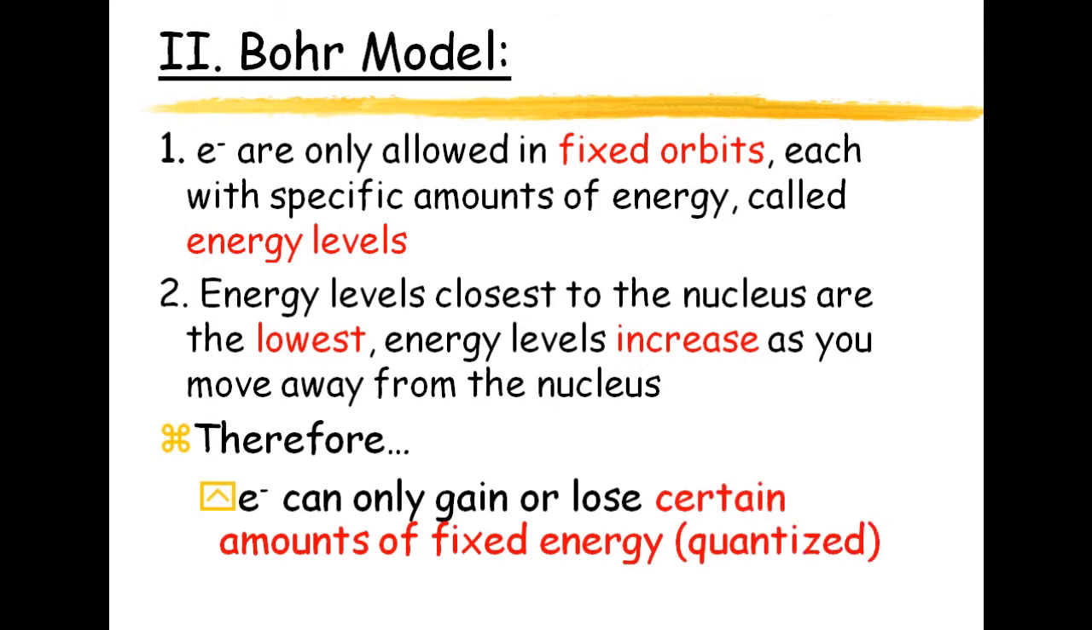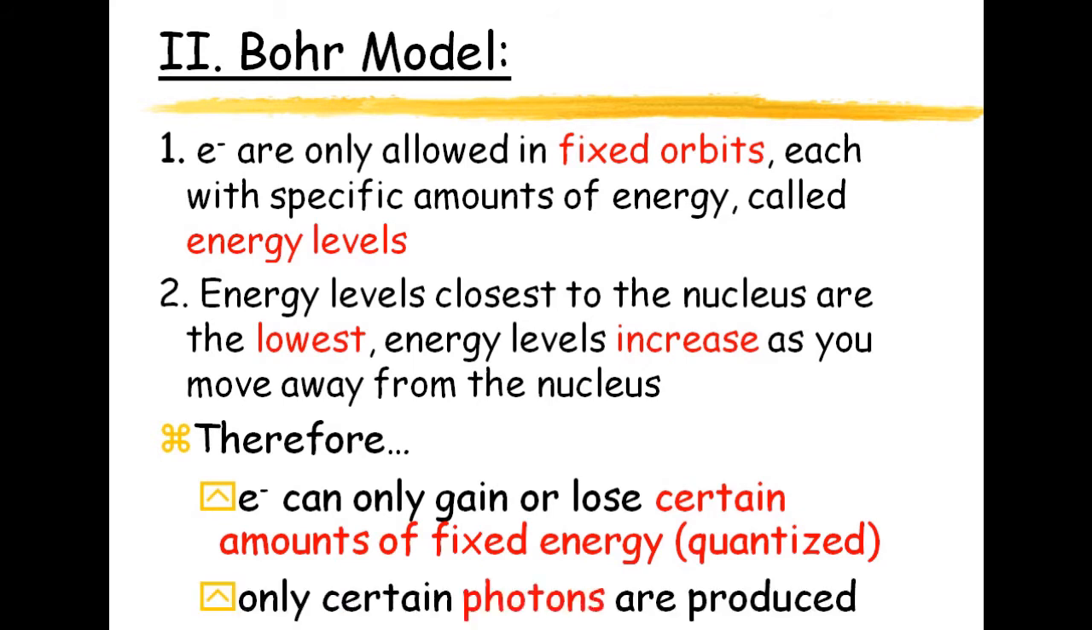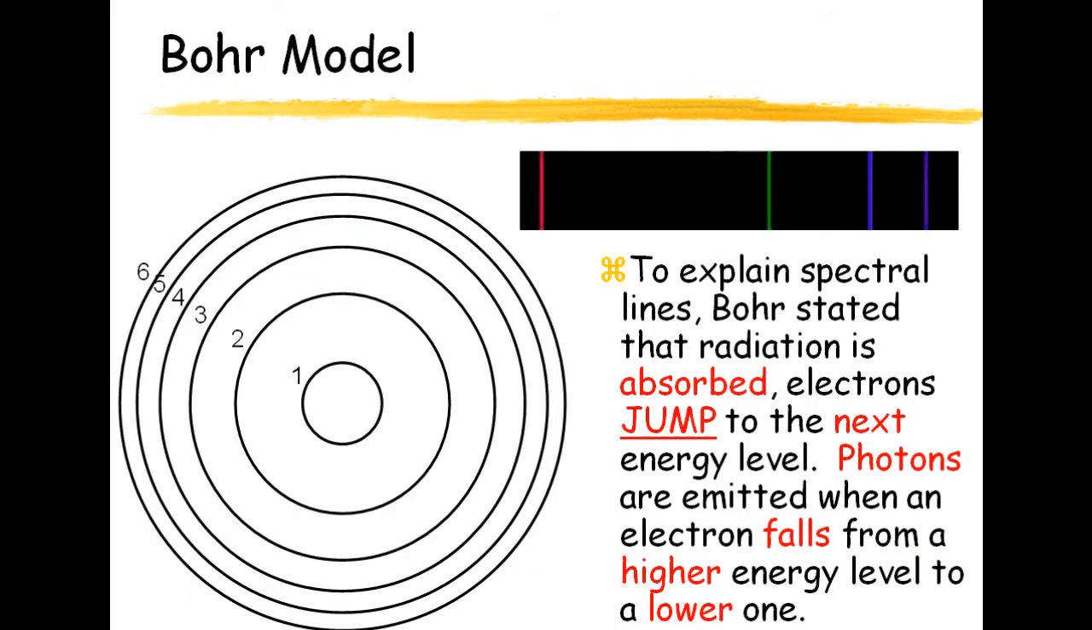So electrons can only gain or lose certain amounts of fixed energy, which we call quantized amounts of energy. And only certain photons will be produced. So Bohr stated that when an atom absorbs radiation or energy, electrons jump to the next energy level. Photons will be emitted when an electron falls from a higher energy level to a lower one.